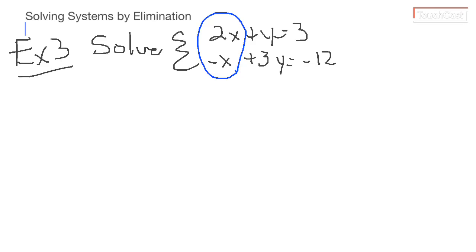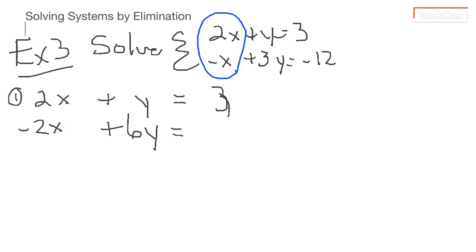So what I'm going to do, and it's perfectly fine to do this, I'm going to multiply my entire second equation by 2. So I'm going to rewrite my first equation. We're still technically in step 1. We're going to have 2x plus y equals 3. And then I'm going to multiply each term in that second equation by 2. If I multiply that first term by 2, I'm going to end up with a negative 2x. If I multiply the second term, 3y, by 2, I'm going to end up with a plus 6y. And if I multiply negative 12 by 2, I'm going to end up with negative 24.